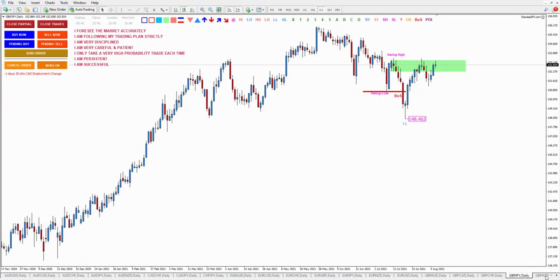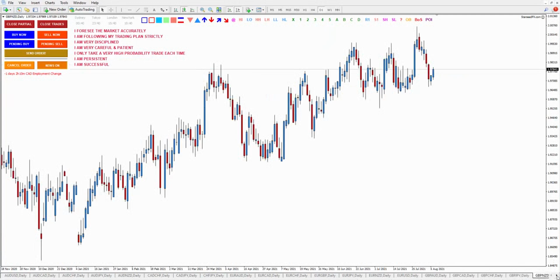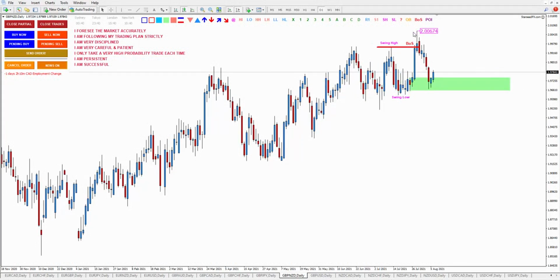Okay, now let's go to Great Britain, New Zealand. This is the break of structure. This is our swing high. This is our swing low. The order block is the last bearish candle before the breakout happened. This is your take profit target over here.